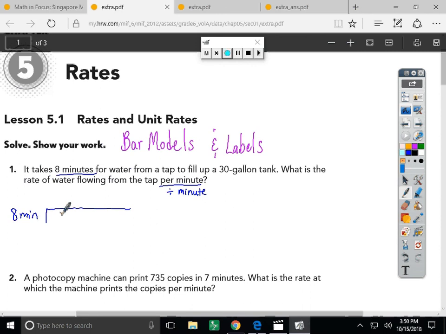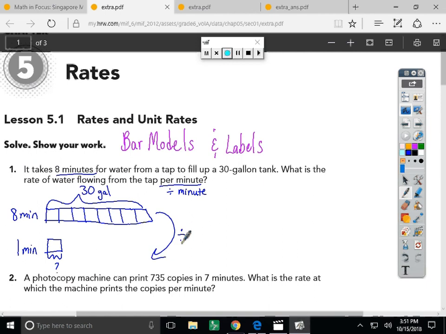Well, 8 units makes sense with that for me. So 1, 2, 3, 4, 5, 6, 7, 8 units. And during that 8 minutes, what can happen? Oh, we can fill a 30-gallon tank. Now, if they ask me then, what is the rate? They're actually asking me, what is the unit rate? This is a long bar, and they're asking me to figure out how much I can fill in the tank in just 1 minute. So again, notice we are going from a longer bar to a shorter bar. We're going to have to use some division to get here, to go from a rate to a unit rate.